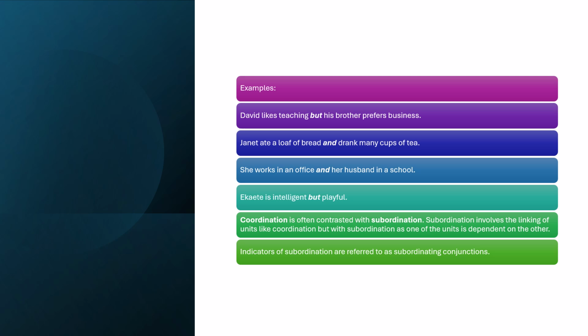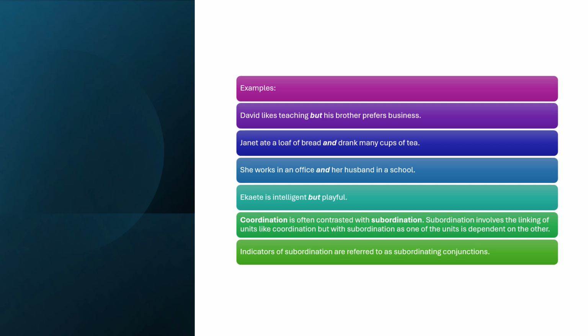So let's see more examples. David likes teaching but his brother prefers business. Janet ate a loaf of bread and drank many cups of tea. She works in an office and her husband in a school. So this is connecting two clauses in this case. Katie is intelligent but playful. So you have an adversative that is actually connecting two adjectives here.